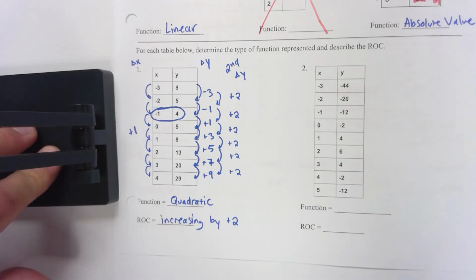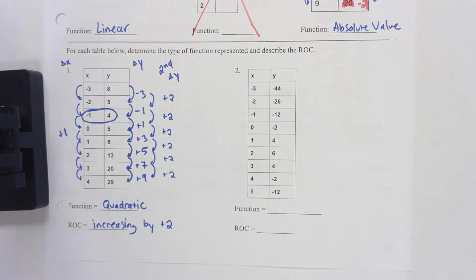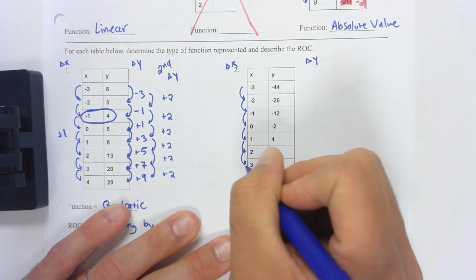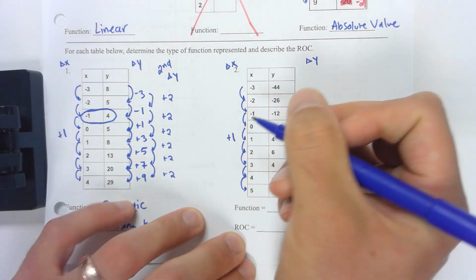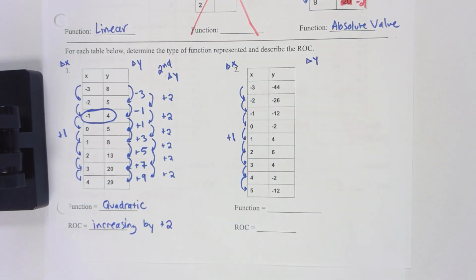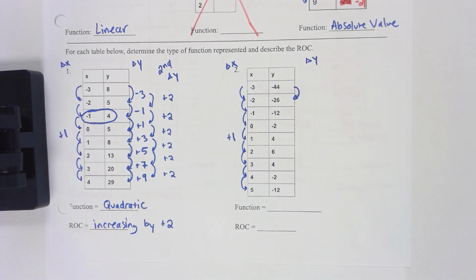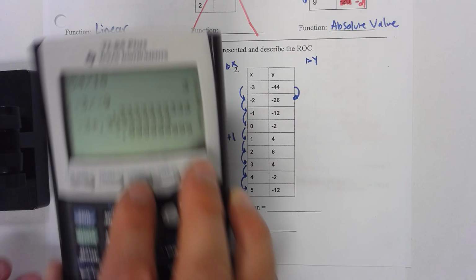All right, let's do number 2 as well. And then the next 2 we'll have you do in your groups. And so again, I'm going to always start the same way, pretending I have no idea what function it is. And the change in x, all the changes in x are all plus 1. Still drawing the arrows. The y's here, negative 44 to negative 26, maybe that's one that we might need a calculator for. And if that's the case, that's absolutely okay.